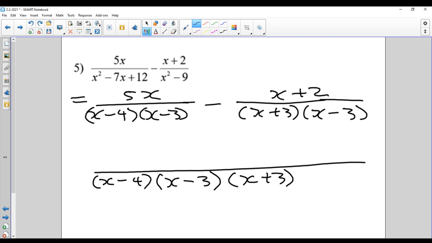Okay, so let's go through the process now. What do I multiply? I'll take a volunteer on this. What do I multiply this by that gives me all of that? Yes. X plus 3. So we have to multiply x plus 3 times that 5x.